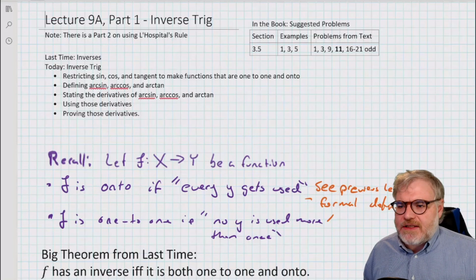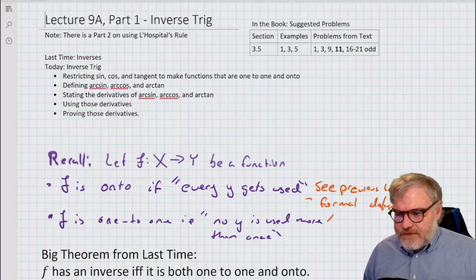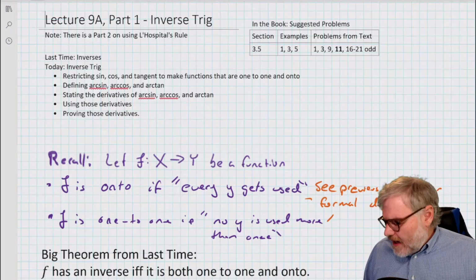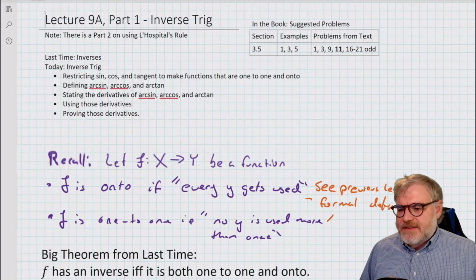Also, it's been suggested that I put some suggested problems on the lectures. So this is in the book, section 3.5. And these are the suggested problems for inverse trig, instead of just giving them to you all at once.